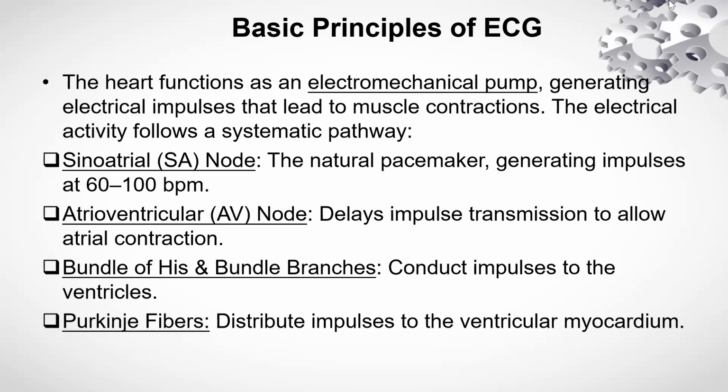Remember the SA node, the sinoatrial node, which is the natural pacemaker of the heart, generating impulses at the rate of 60 to 100 beats per minute. The atrioventricular node delays impulse transmission to allow atrial contraction, while the bundle of His and its bundle branches conduct impulses to both ventricles. The Purkinje fibers, as we know, help to distribute these conducted impulses to the ventricular myocardium.